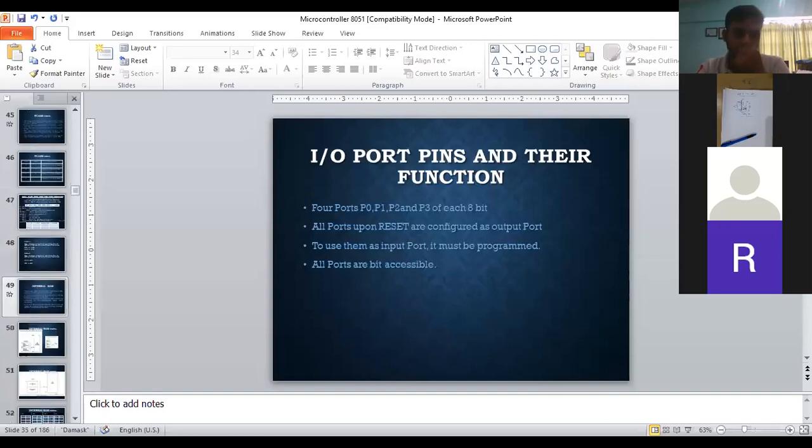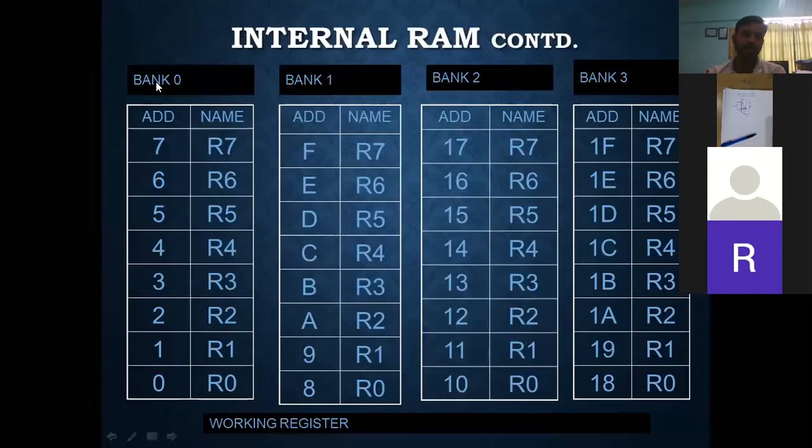Just look into this. This 07 is the address of the R7 register in bank 0. Whenever any instruction that uses the stack pointer is executed, what happens? The stack pointer is incremented by 1. That means 07 plus 1 is 08, and 08 means the R0 register of bank 1.